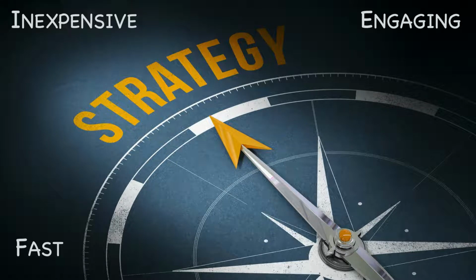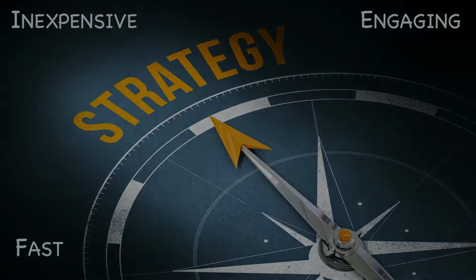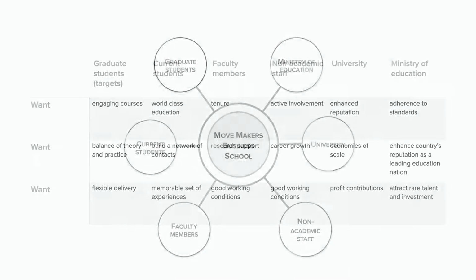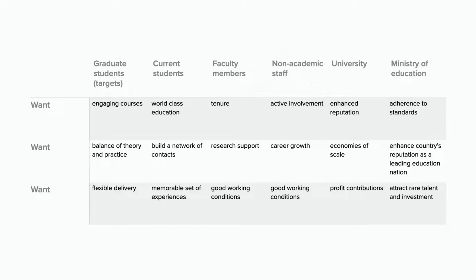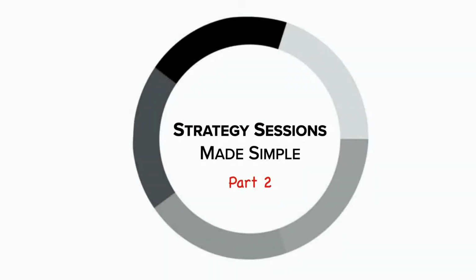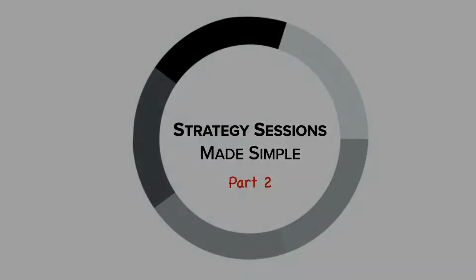Welcome to your fast, inexpensive, and engaging strategy process. In part 1, we started to define who our users were and what they wanted. If you missed part 1, you can catch up on our YouTube channel, Move Makers. In part 2, we're going to map out what needs to be done in order to meet our users' desires.